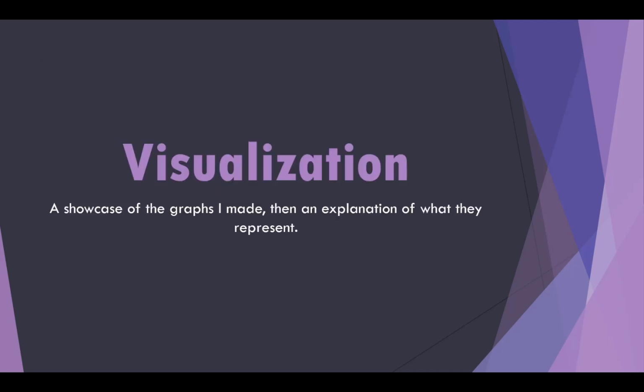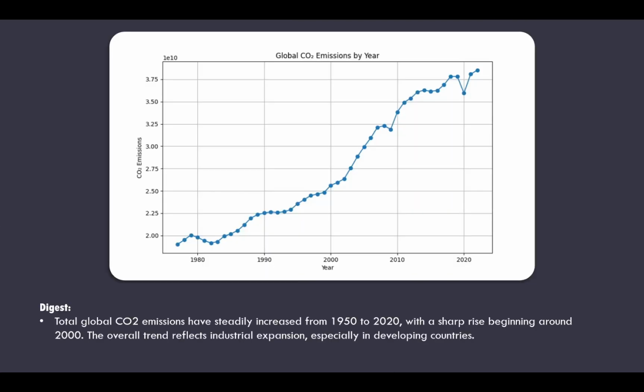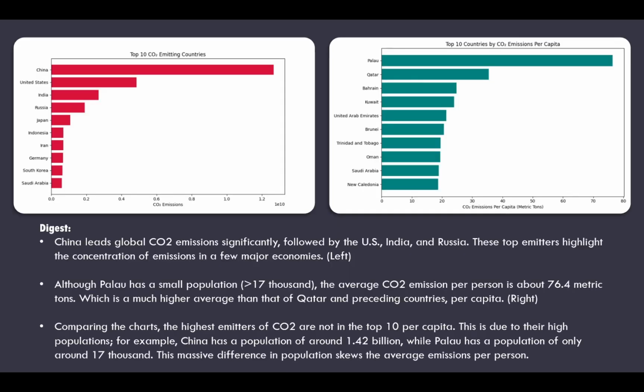Now we're going to go into my visualization of the data. This graph shows a steady rise in global emissions since the year 1950. I find the drop in 2020 interesting, as it shows how big of an impact COVID-19 had on us. On the left is a bar graph of the top CO2 emitting countries, and on the right is a bar graph of the highest CO2 emitting countries per capita.